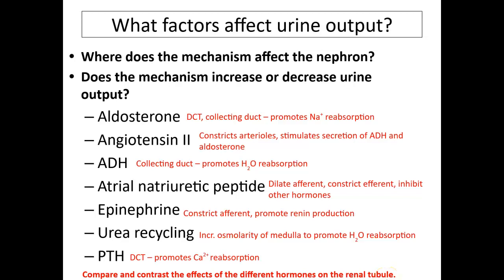The next two slides are useful in creating a table that will make a useful study tool. The table should include the heading, Factors that affect urine output, the list of hormones and their substances found here, and which part of the nephron is impacted and how.